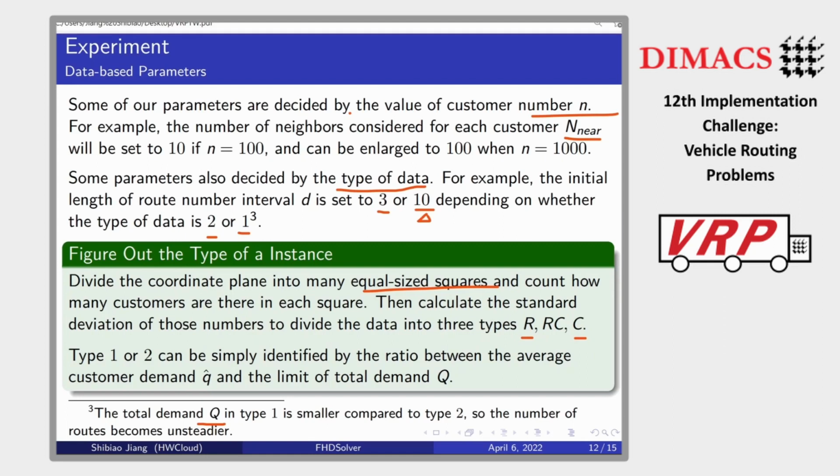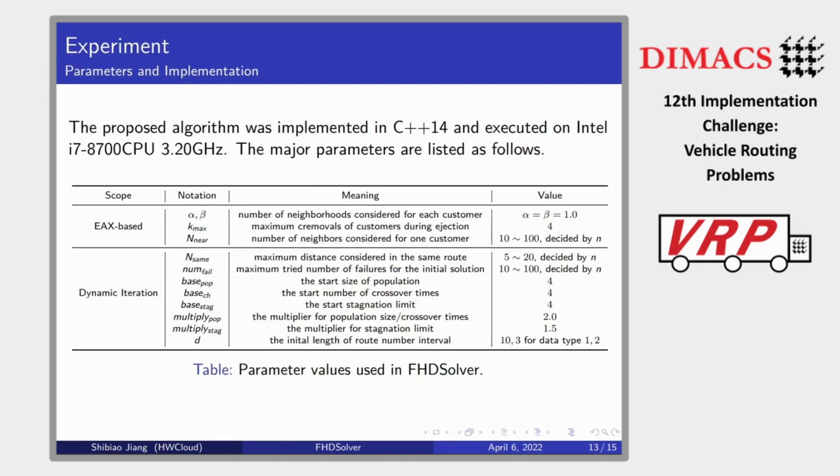Okay, let's move on. The proposed algorithm was implemented in C++, and the major parameters are listed in this table. You will find that many parameters are decided by the customer number n: the value n near, the value n sim, the value n fill, and d. We can run fast on small data, and we can explore more neighborhood on large data.